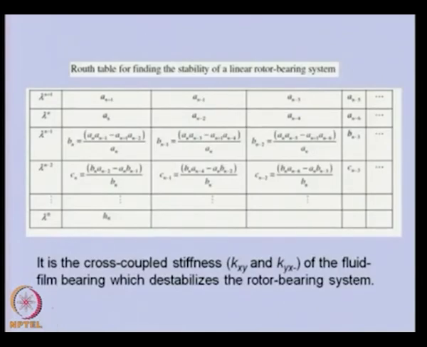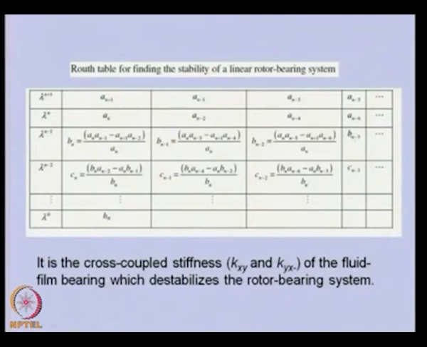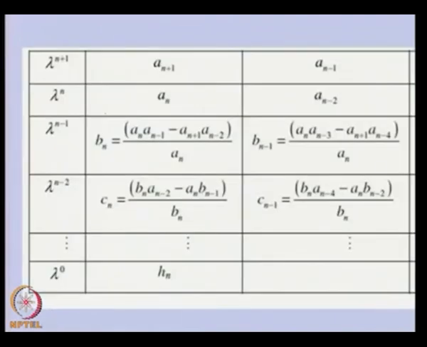The same criteria in a tabular form is given like this, for the linear system only. In this case, because this is very small, I am enlarging only 2 columns of the previous one. The other 2 columns I will show subsequently. So, the first 3 columns I have shown here. These are lambda n plus 1, lambda n, like this up to lambda naught. This is a n plus 1, and this is the coefficient of the polynomial a n minus 1, a n minus 2.